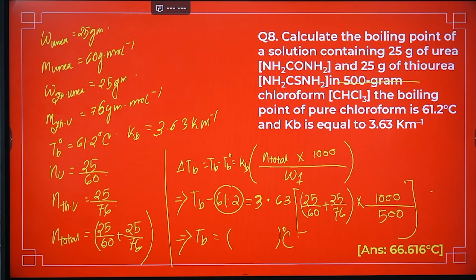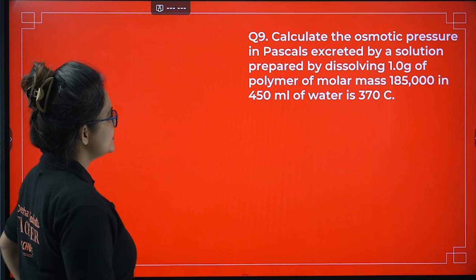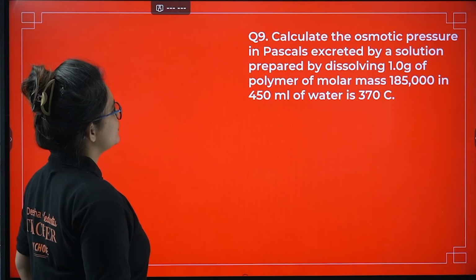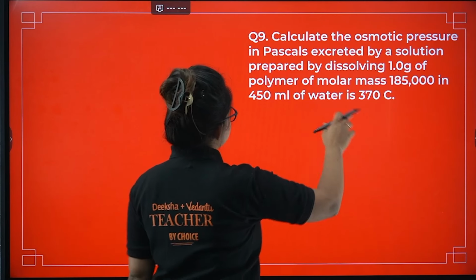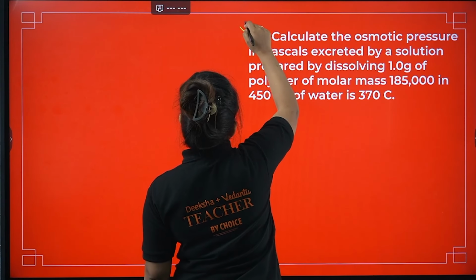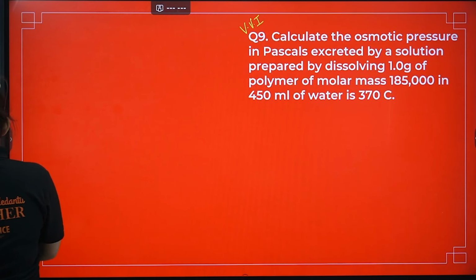Let's go ahead. Calculate the osmotic pressure in pascals exerted by a solution prepared by dissolving 1 gram of polymer of molar mass this into 450 ml water. This is a very important problem for this year. Let me just do it for you.